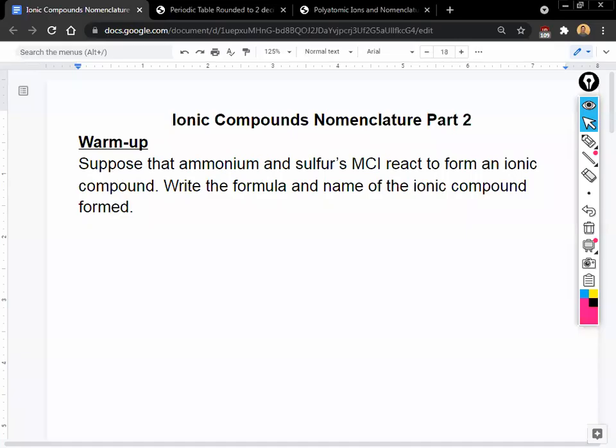Problem. Okay, so in this problem, we're trying to combine ammonium and sulfur's monatomic ion. And what we're going to be doing is writing the formula and the name.